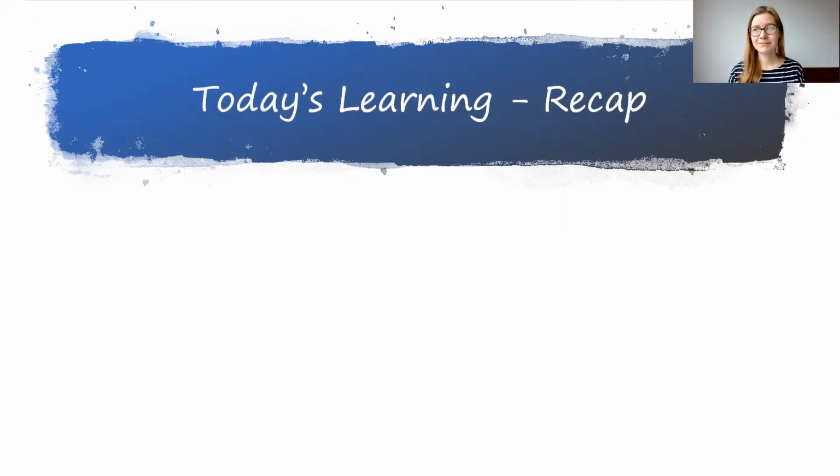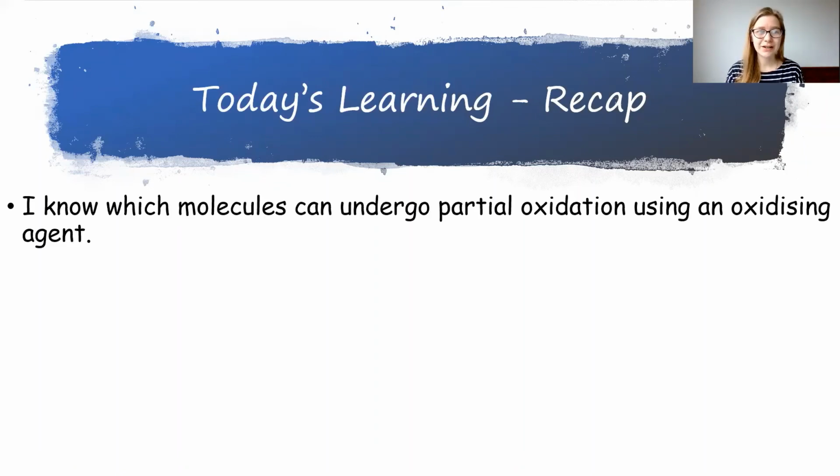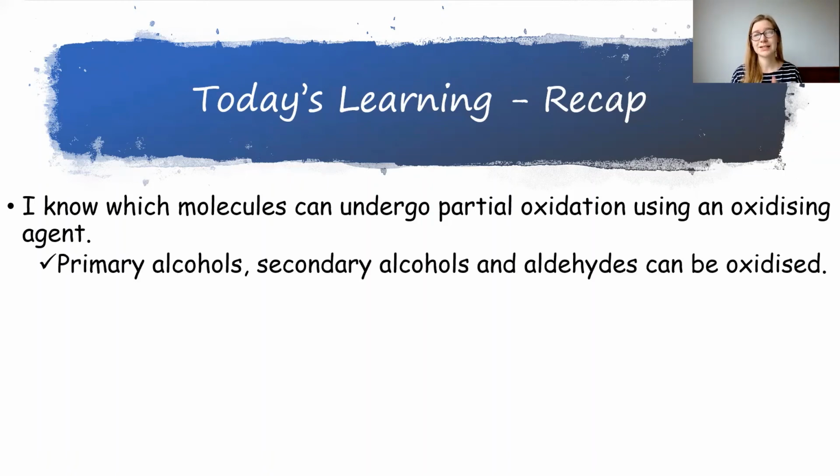So to recap on today's learning, I know which molecules can undergo partial oxidation using an oxidizing agent. So we should know 3 types of molecules that can do that: primary alcohols, secondary alcohols, and aldehydes. The reason they can be oxidized and tertiary alcohols and ketones can't is because primary, secondary alcohols, and aldehydes all have at least one hydrogen atom attached to the functional group. So that means that there's space for bonds to break and reform in that part of the molecule.